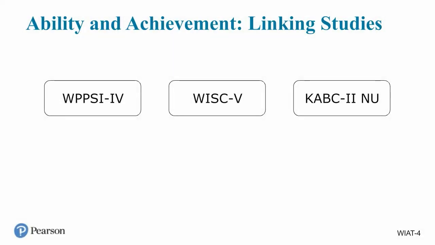To allow for comparisons between ability and achievement, the WIAT-4 Technical Manual reports results of linking studies of the WIAT-4 and several measures of ability: Wechsler Preschool and Primary Scale of Intelligence, 4th edition, WPPSI-4, Wechsler Intelligence Scale for Children, 5th edition, WISC-5, and Kaufman Assessment Battery for Children, 2nd edition, Normative Update, KABC-2 NU.